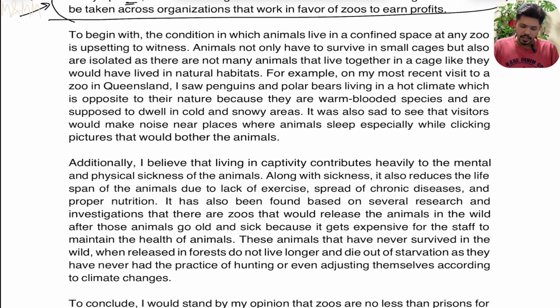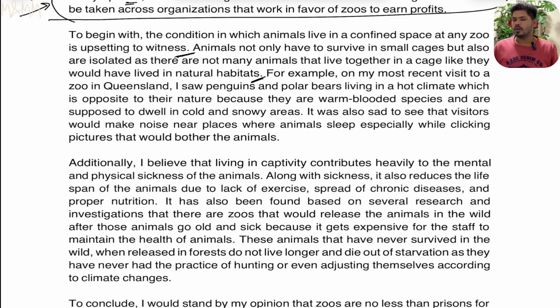To begin with, the condition in which animals live in a confined space at any zoo is upsetting to witness. So, I've given some explanation as to why I feel it's not good. Animals not only have to survive in small cages, but also are isolated, as there are not many animals that live together in a cage like they would have lived in natural habitats. So I have given two reasons at the very beginning, okay, why I am not supporting zoos. So the first one was the confined space, second that they are isolated and there are not many animals that live in a community like they would live in forests, how animals live in groups and herds.